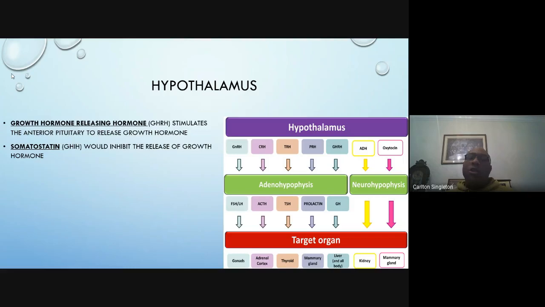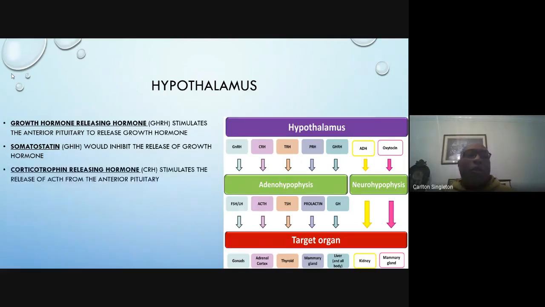It's that important. So when we don't want growth hormone released, growth hormone inhibiting hormone is blocking it. Oh, and that's also called somatostatin. And I mentioned somatostatin before in the lecture over the pancreas. It's one of those hormones from the pancreas as well.